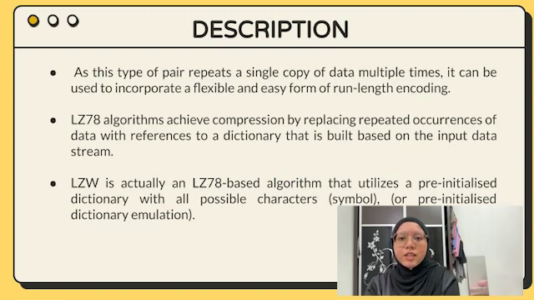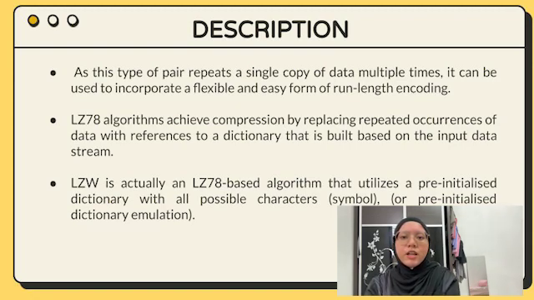The LZ78 algorithm achieves compression by replacing repeated occurrences of the data with references to a dictionary that is built based on the input data stream. Each dictionary entry is of the form dictionary, which is index, character, where index is the index to a previous dictionary entry, and character is appended to the string represented by the dictionary.